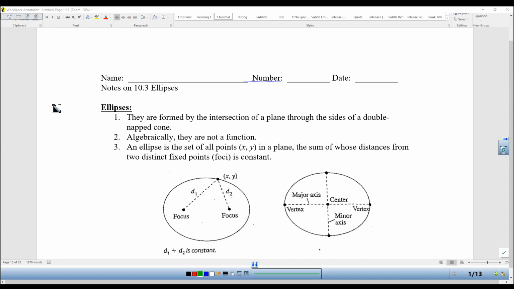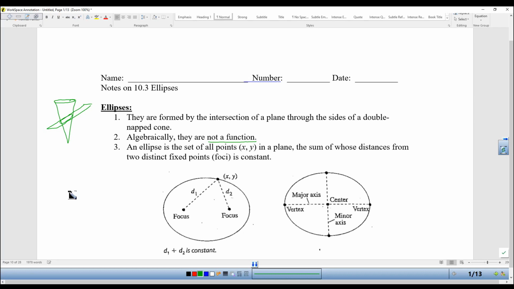Ellipses are formed by the intersection of a plane with a cone, but at an angle, like that. If you went straight across, then the intersection would be a circle, but this is going to form an elliptical shape. We haven't studied them in algebra because they are not functions. But the way we're going to talk about them today is the fact that an ellipse is the set of all points in a plane, the sum of whose distances from two distinct fixed points is constant.